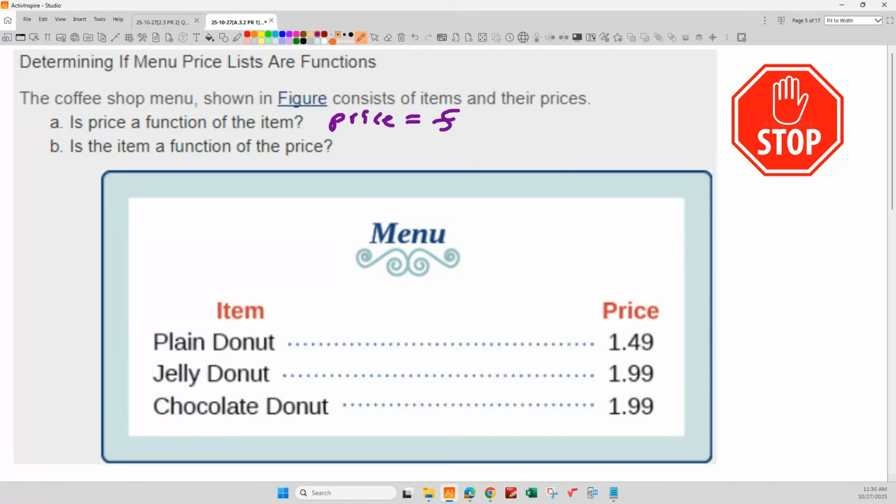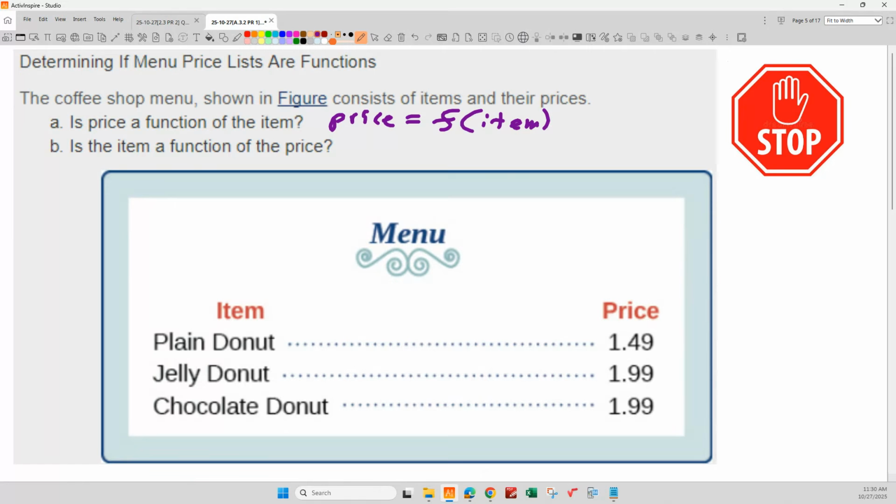That would be like saying price equals f of item. So what would the input be there, price or item? Item. When we say function of an item, we're saying function of the input, right? So the input is item and the output is price. So you guys give me thumbs. Look at that menu real quick.